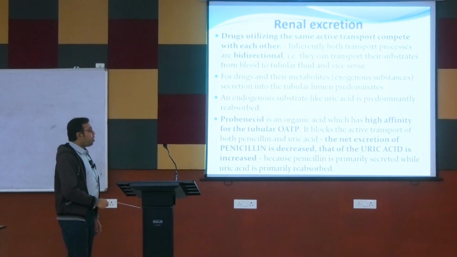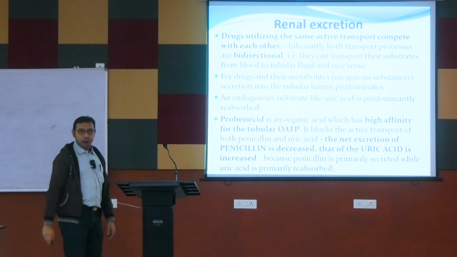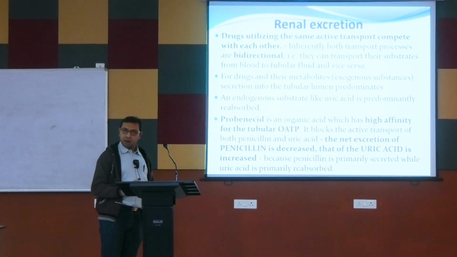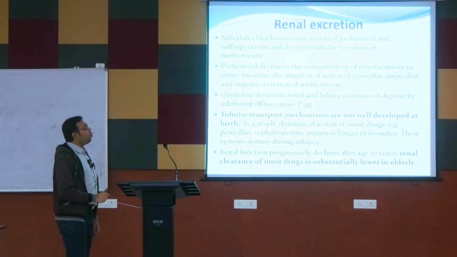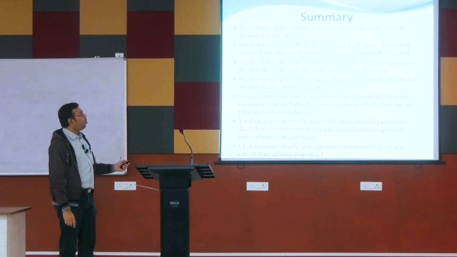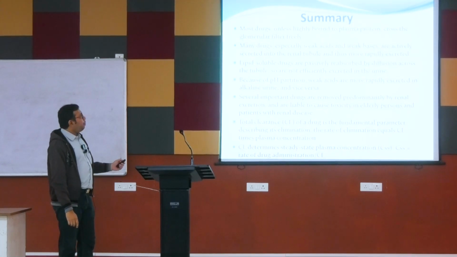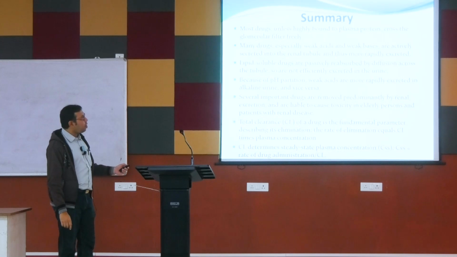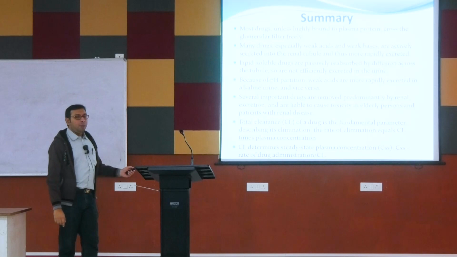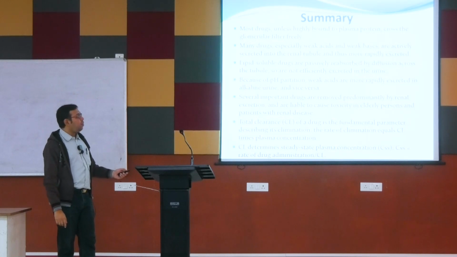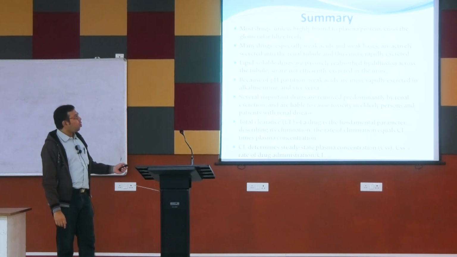Because penicillin is primarily secreted while uric acid is primarily reabsorbed. So this is an example of the drug interactions. Salicylates also block uric acid secretion. Drugs bound to plasma protein do not cross the glomerular filter freely. Many drugs, especially weak acids and weak bases, are actively secreted into renal tubules, thus more rapidly excreted. Lipid soluble drugs are passively reabsorbed by diffusion across the tubule, so they are not efficiently excreted in the urine.